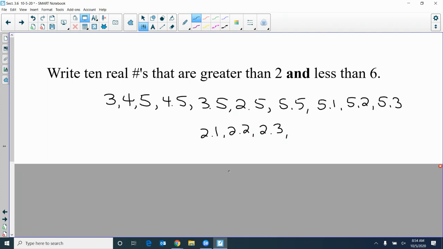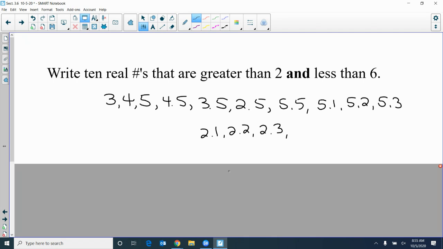Yeah, 40 different combinations. I can do more than that. Oh, there's infinite. 3.1 will work. What is that word? There's too many. There's infinite. Ooh, I know one. Pi.